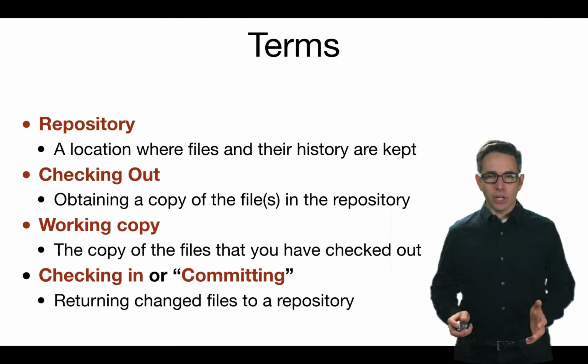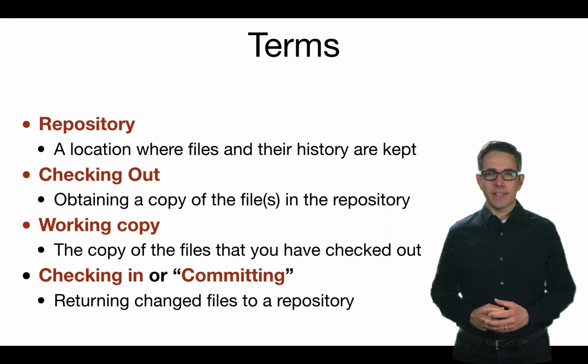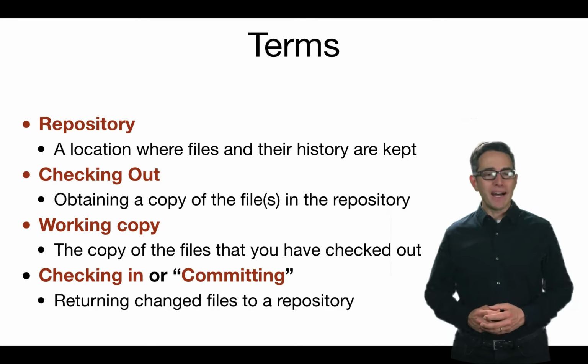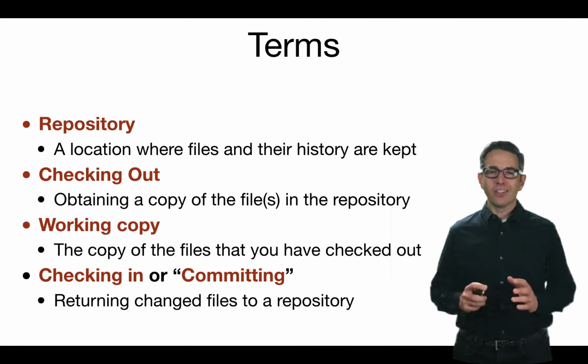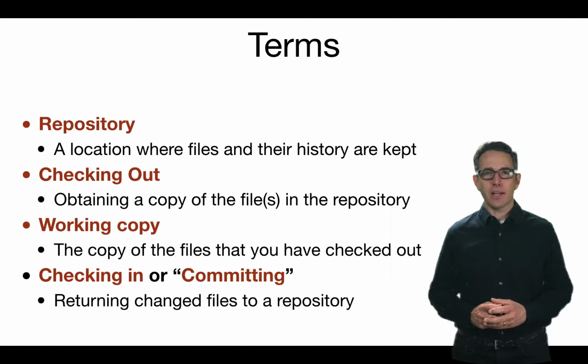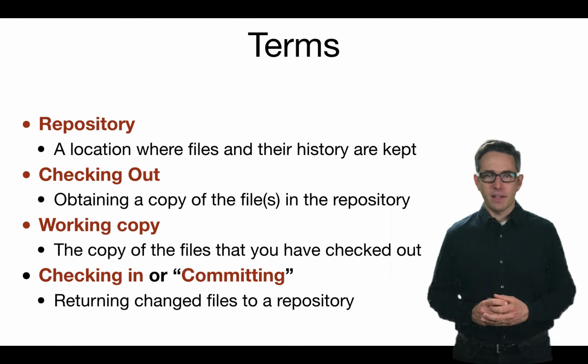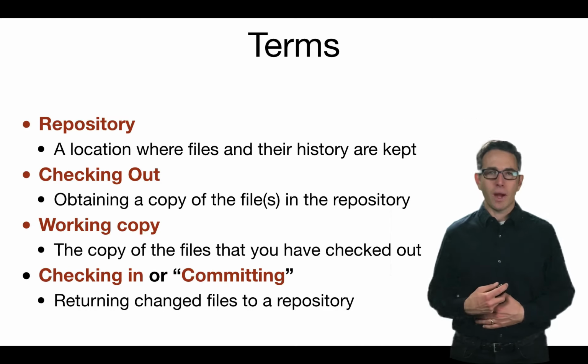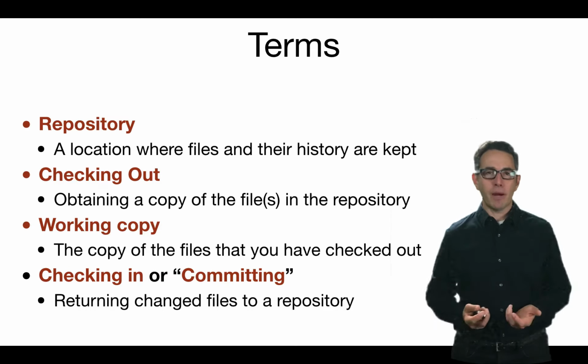So let me throw out some terms that we use specifically when we're dealing with Git. We use the term repository to refer to a location where files and their history are kept together. So GitHub has a repository of particular code bases. You might have a copy of that repository on your local machine as well. Other people can also have repositories of that same software project.